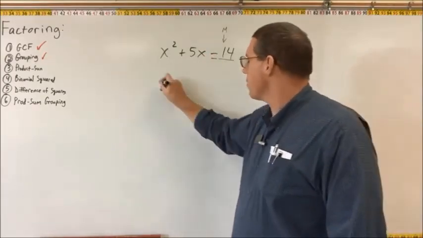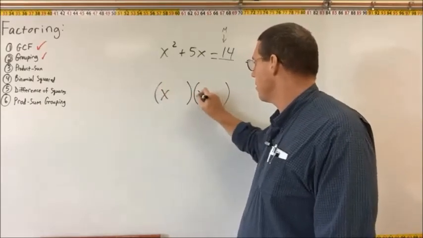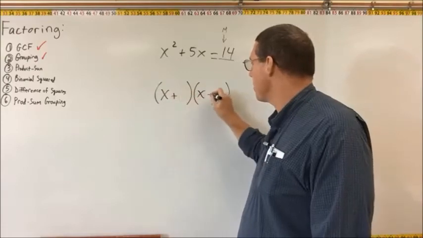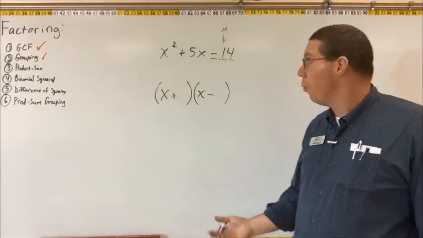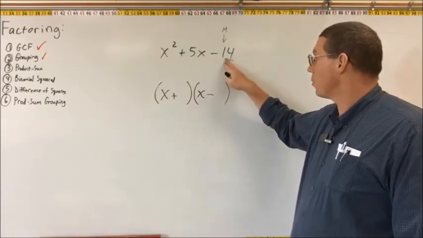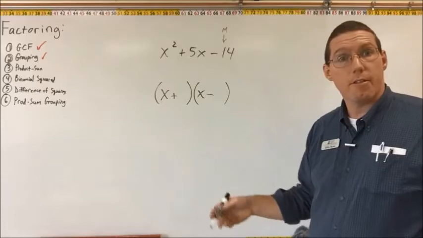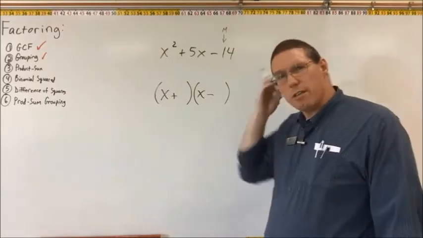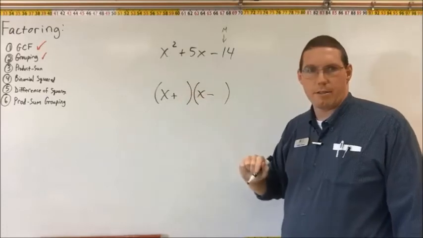So we know that our answer is going to look like this. It's going to be two sets of parentheses, an x and an x, but one of them has to be positive and one of them has to be negative. Now, what two numbers multiply to equal 14? Well, I hope you were thinking 7 and 2, because that's correct. But now the question is, should the 7 be negative or should the 7 be positive?